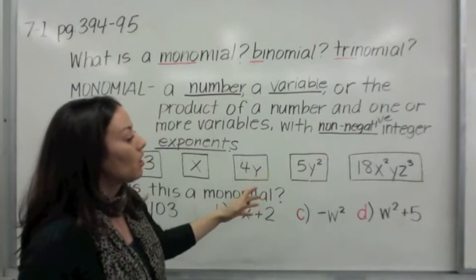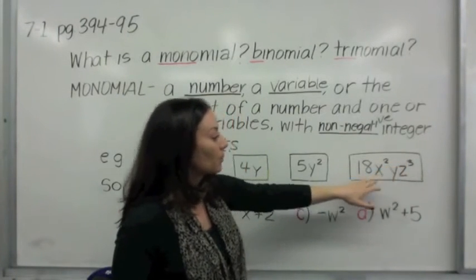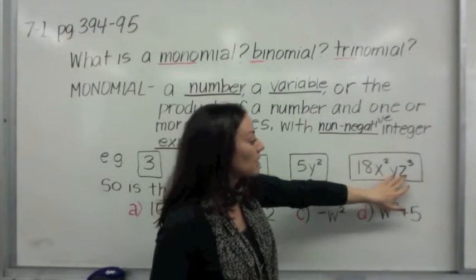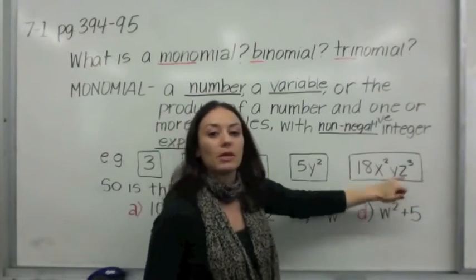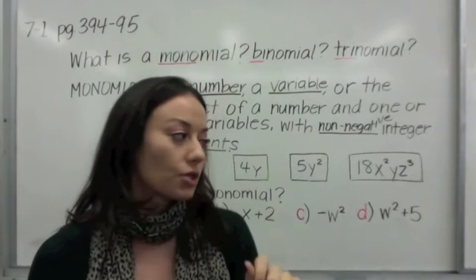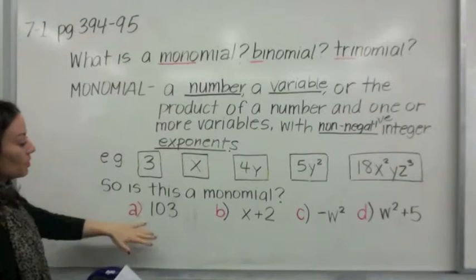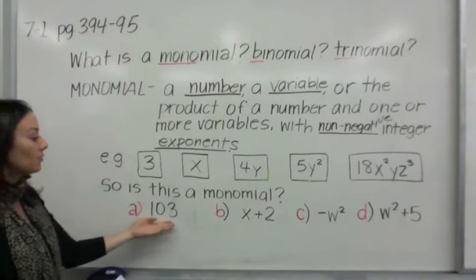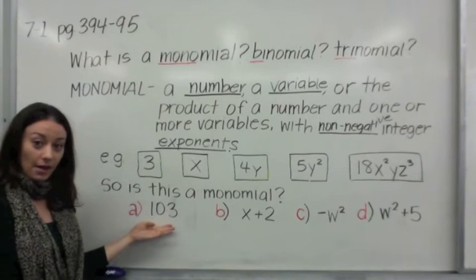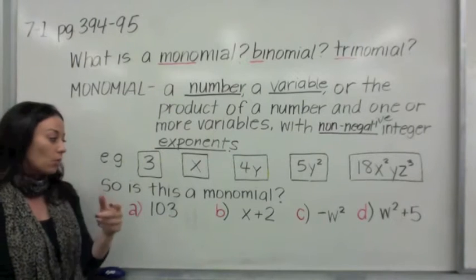And they can be a little bit longer too. You can have more than one variable and more than one exponent as long as they're positive. So if we look at 18x squared, yz cubed, all of these things are being multiplied together, and it is still only one term. It's only what? One term. Okay? So let's take a look at some of these expressions and see, are they monomials? 103. Is 103 a monomial? Is it? Yeah. It's a number, right? It doesn't have to have a variable with it. It is a single term. We call it a monomial.